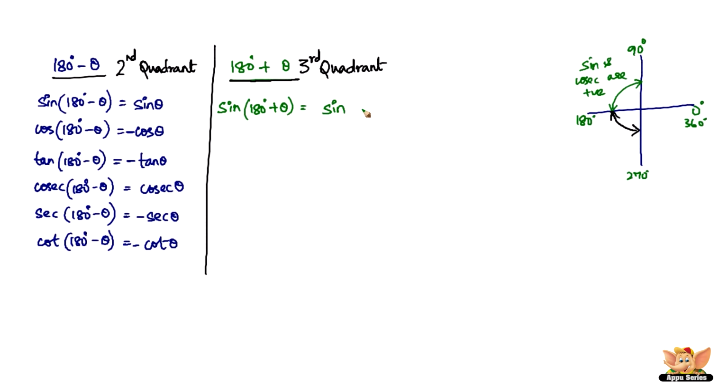So sine of 180 degrees plus theta is going to be equal to, no doubt sine. 180 is going to keep sine as sine, but does sine belong to the third quadrant? Is it positive in the third quadrant? No, it isn't. It is only positive in the second quadrant. So therefore, it's going to be negative sine theta.